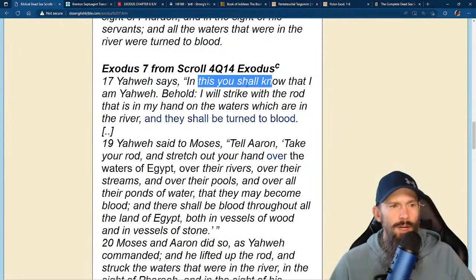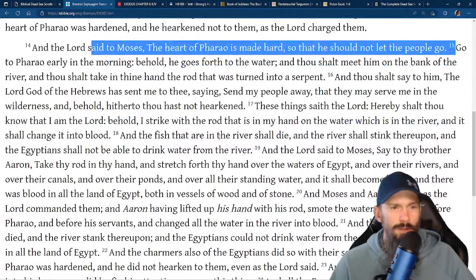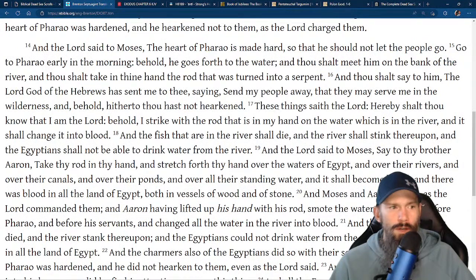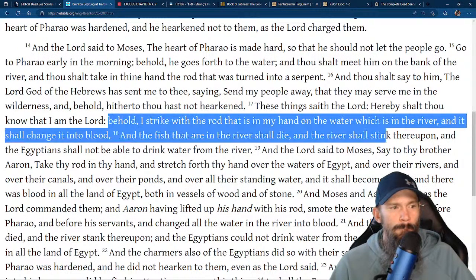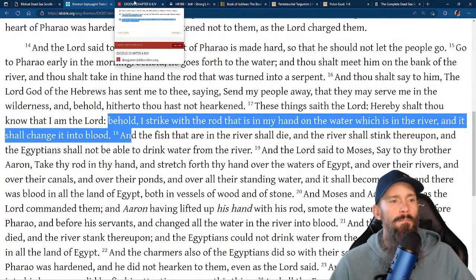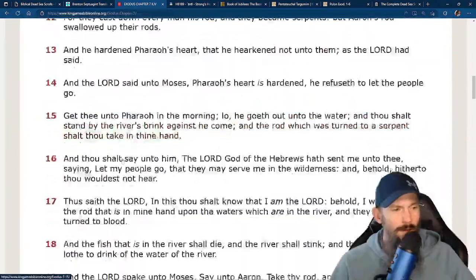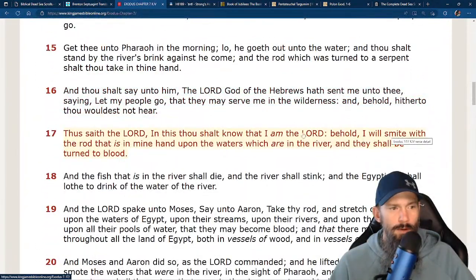You shall know that I am Yahuwah. Behold, I will strike. That's interesting. Behold, I will smite with the rod that is in mine hand upon the waters.